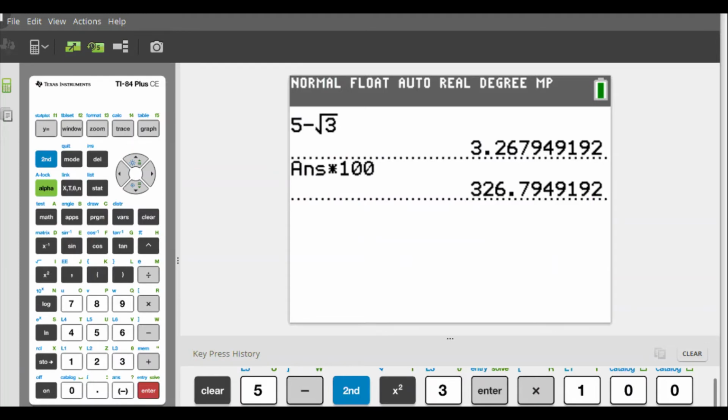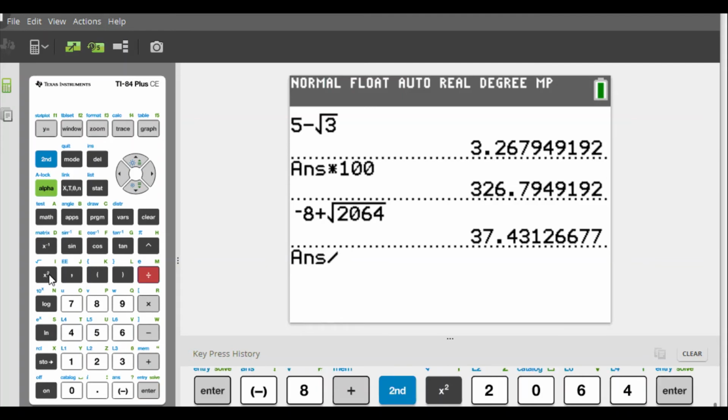Negative 8 plus the square root of 2064. Now I'm not going to divide by 10 until after I combine this here. So we have 37.43126677. Now I always recommend find the value of the numerator first, and you have your calculator. You just take the answer and divide by the denominator, which is 10. And so rounded to the nearest tenth of a minute is 3.7 minutes.